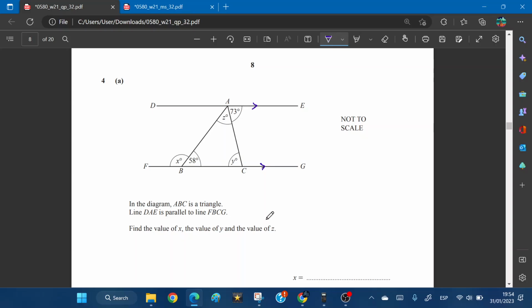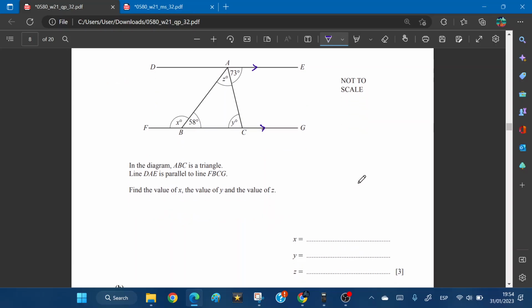Alright, let's start with X. X is right next to 58. Angles on a straight line add up to 180, so 180 minus 58. Okay, of course that will be 122.